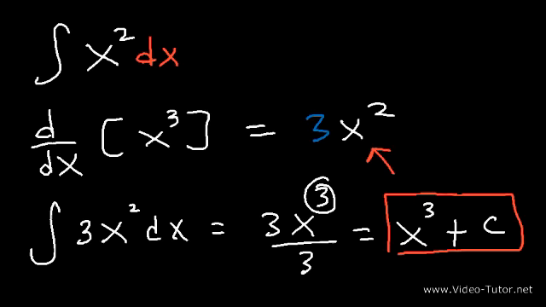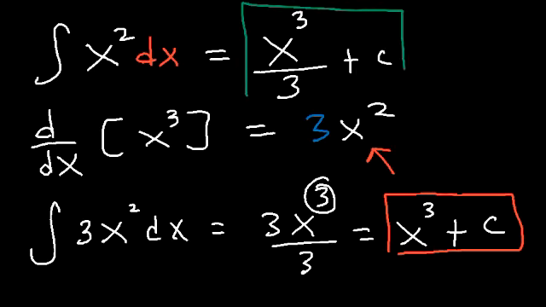To find the antiderivative of x squared, simply add 1 to the exponent. 2 plus 1 is 3, and then divide by that number. So it's 1/3 x cubed plus c.